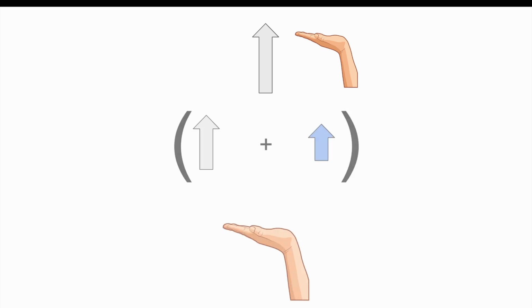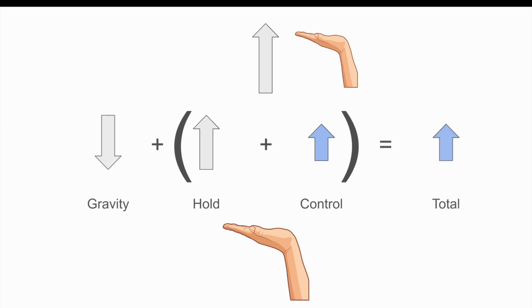Another way to think about it is by breaking down the force from your hand into two components, the holding force and the moving force. If we then add gravity into the system and then shift around the parentheses, we can see that by adding a holding force to our hand, the force of gravity can be canceled out. This results in only the control force remaining, which we have proven that the PD loop can handle.